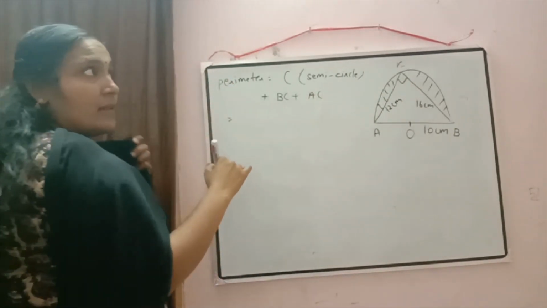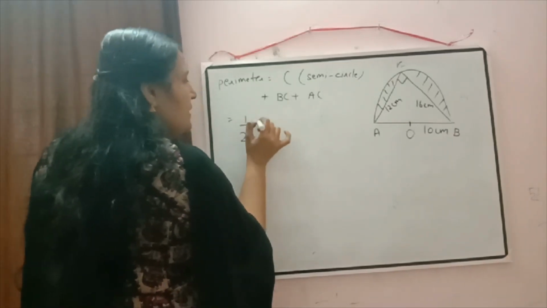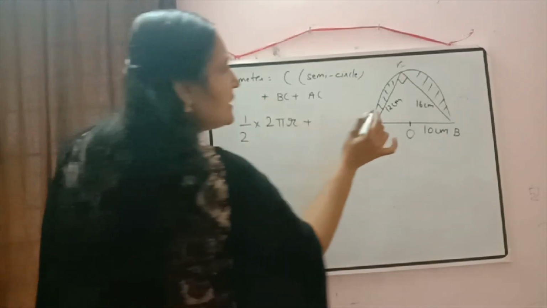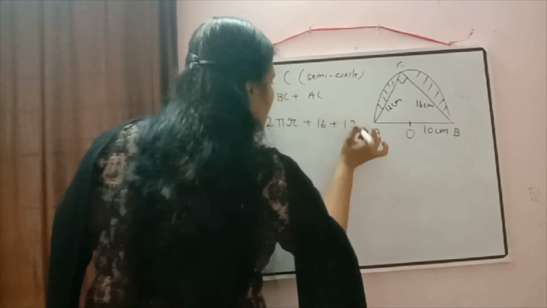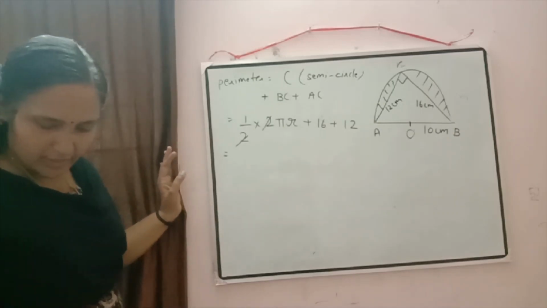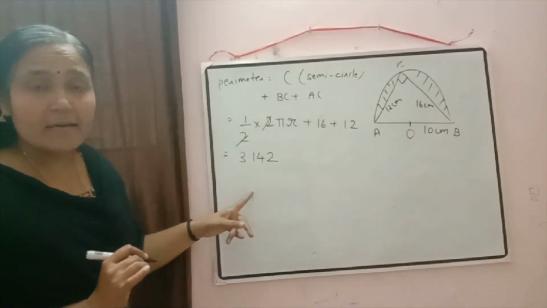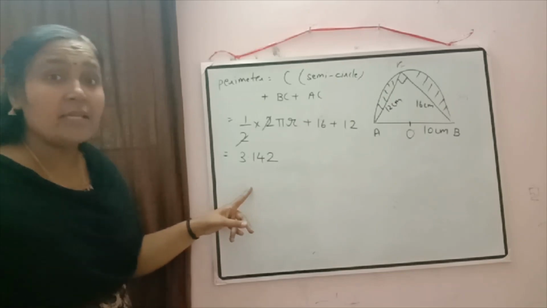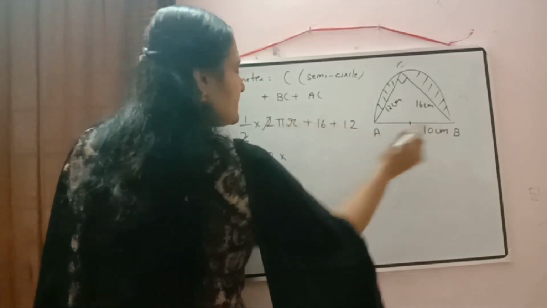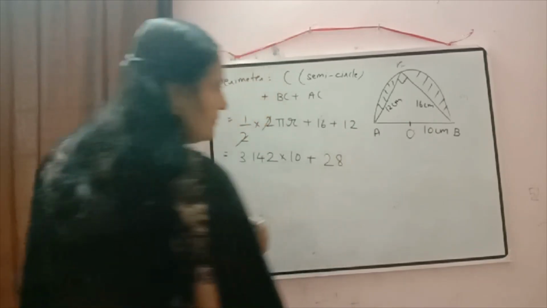What is the circumference of a circle? 2 pi r. So the circumference of a semicircle will be half into 2 pi r, plus BC, which is 16, and AC, which is 12. So 2 and 2 will get cancelled here. And the instruction is already given in the question: use pi is equal to 3.142. Don't take the value of pi by your own choice if it is given in the question. So pi is 3.142 into radius 10, plus 16 and 12, which we can add. That will be equal to 28.